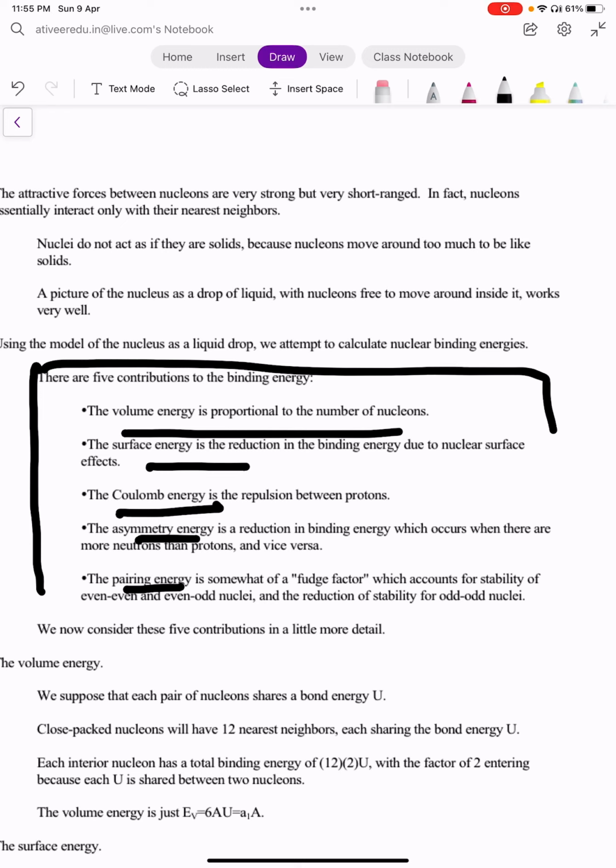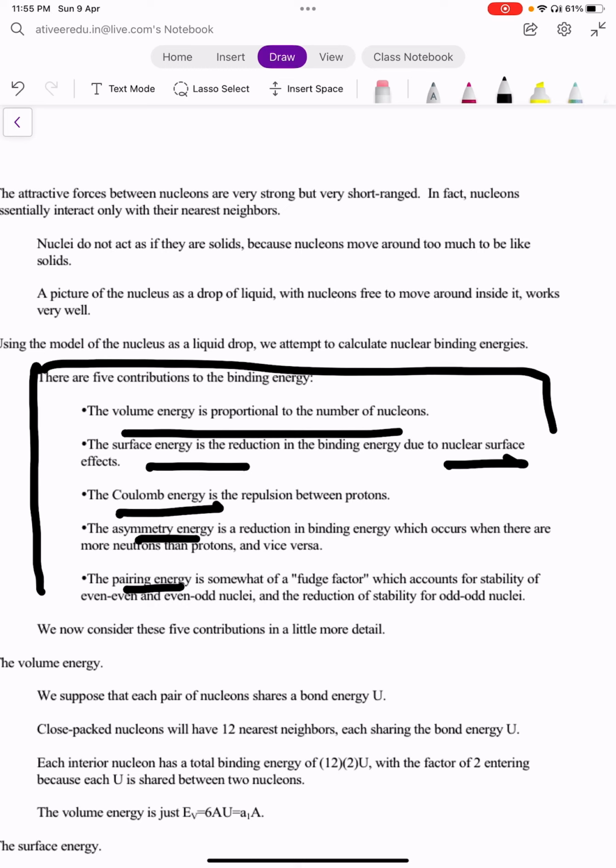So, volume energy is proportional to the number of nucleons. Surface energy is the reduction in the binding energy due to nuclear surface effects. I'll explain the meaning of this word. Nuclear surface effects means what, and the entire thing I will also discuss. And third is the Coulomb energy, which arises due to the repulsion between the protons. Then the fourth one is the asymmetry energy.